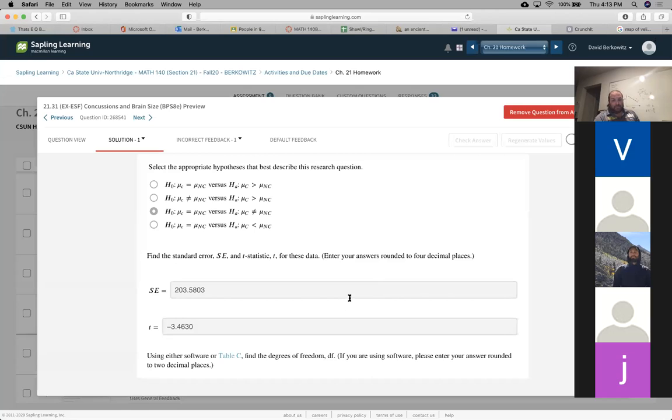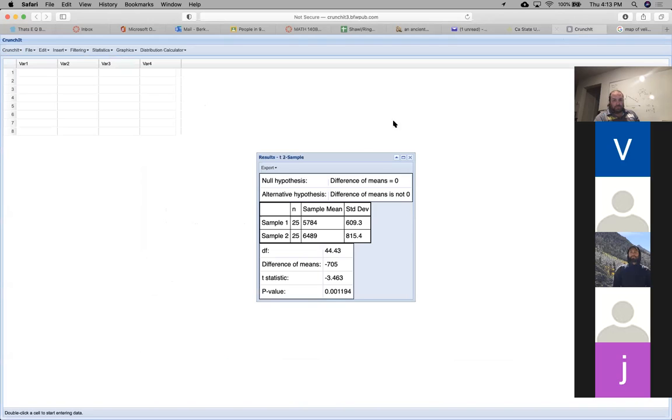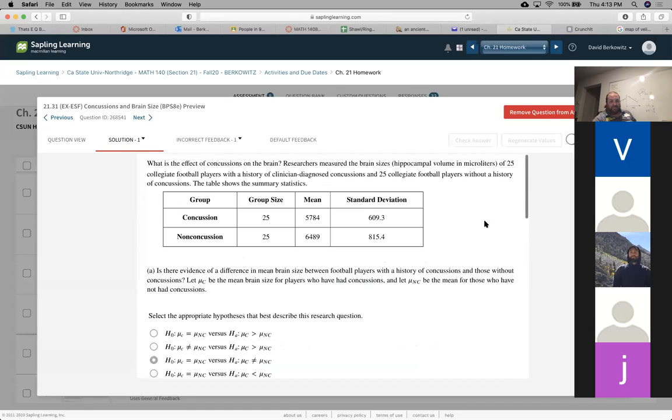How do you know which thing to push on Crunch It? How do you know it's summarized? Oh, because they don't have the actual data. If I had the actual data, I'd put in the data here and have Crunch It analyze it, but I don't have the data. I just have the summary. Right. Okay. Thank you.